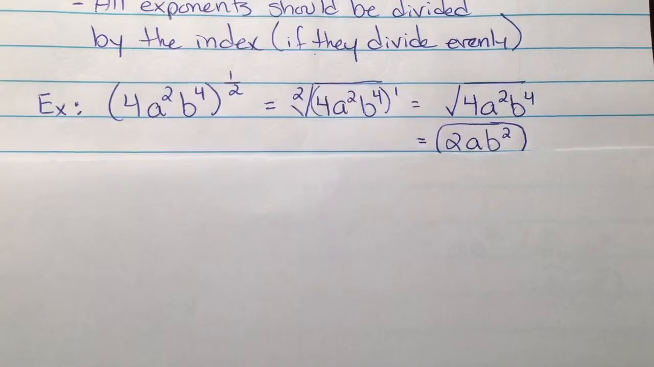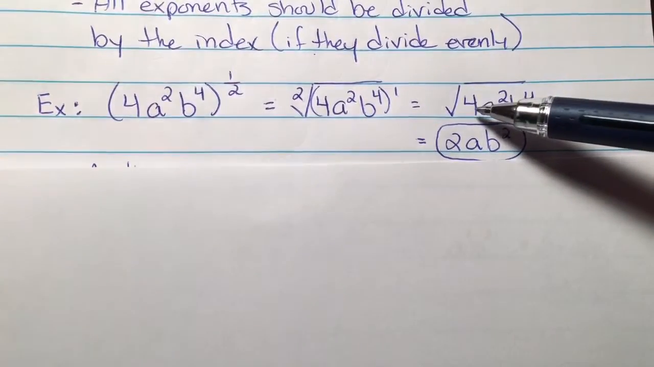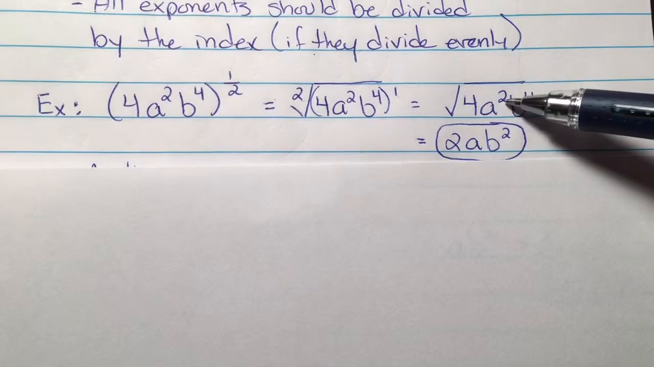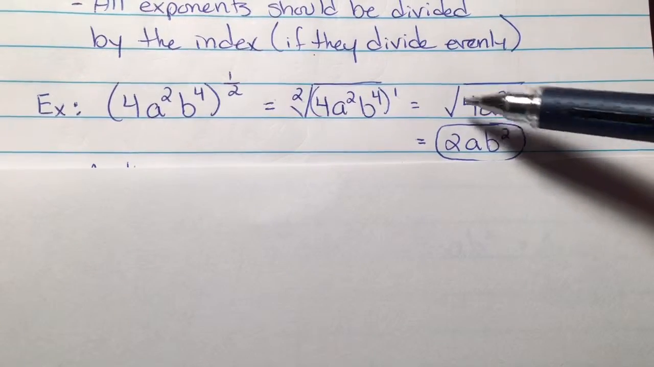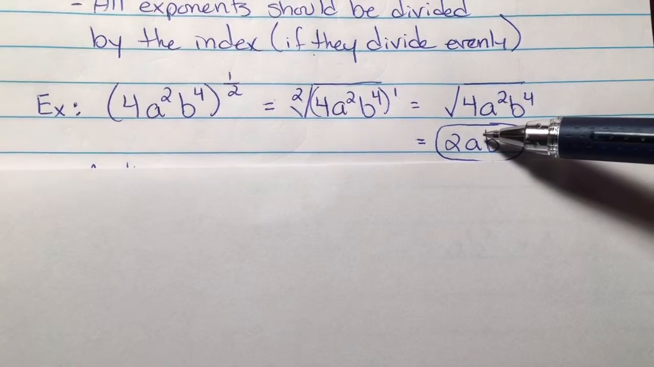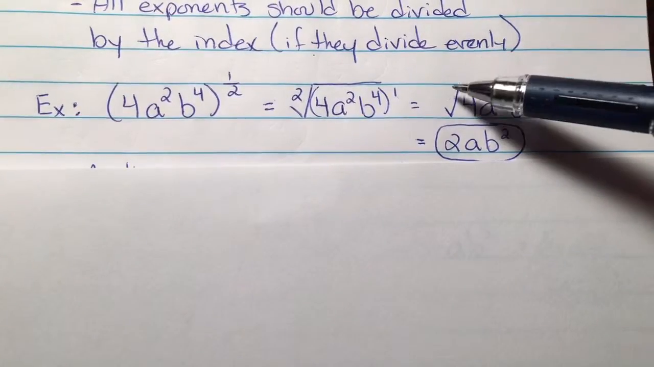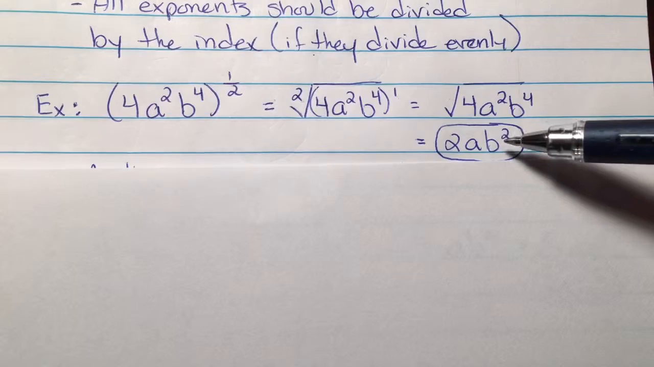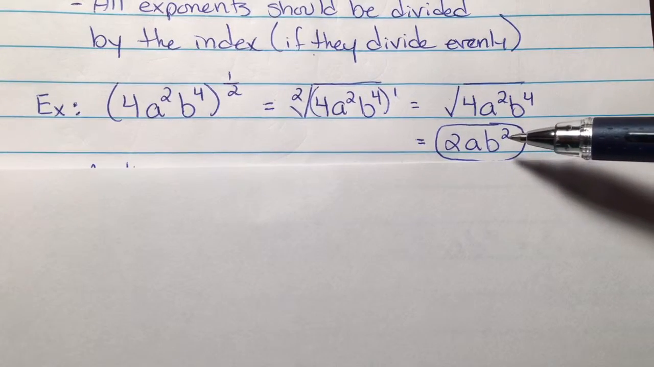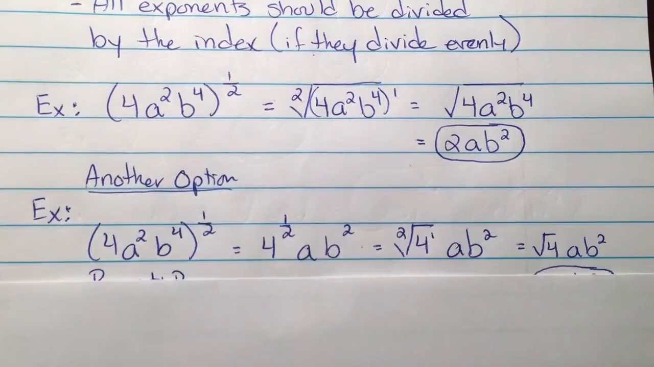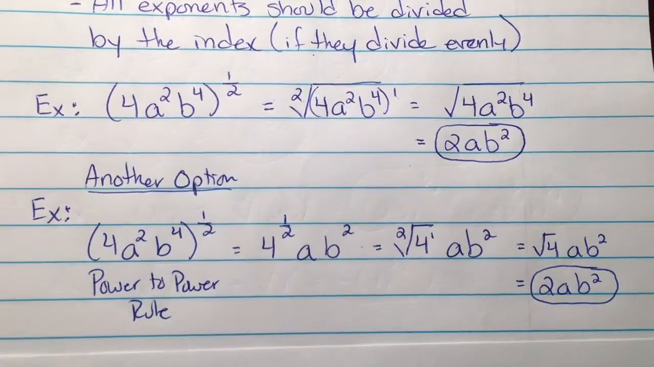So simplifying all that, remember, 4, perfect square, square root of 4 is 2. The 2 divided by 2 is 1, which I didn't write because you don't need the 1 as the exponent. 4 divided by 2 is 2, and this is your final answer. Now I said that I would show you another option. Here's the other option.